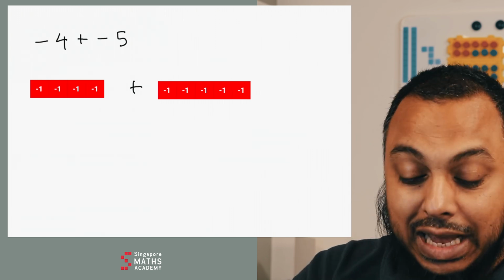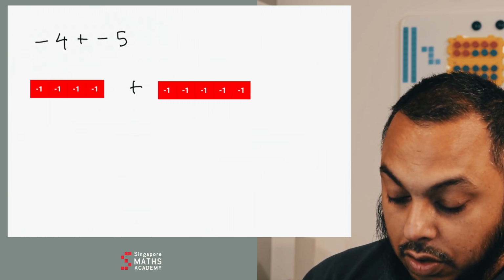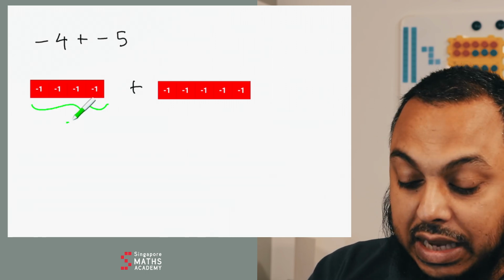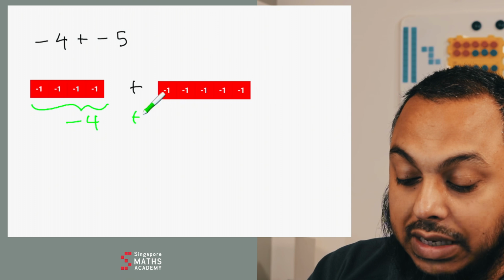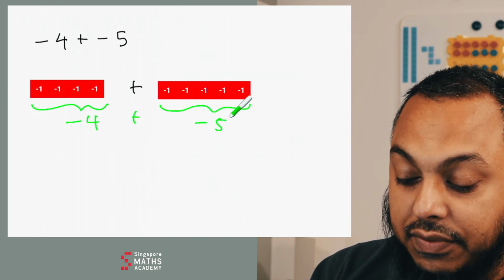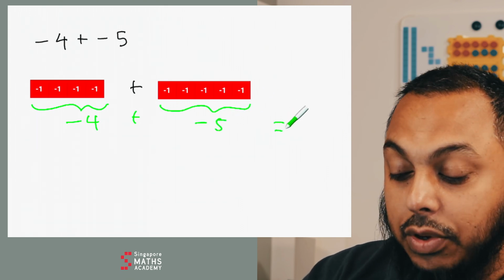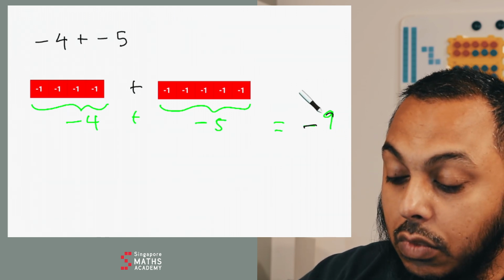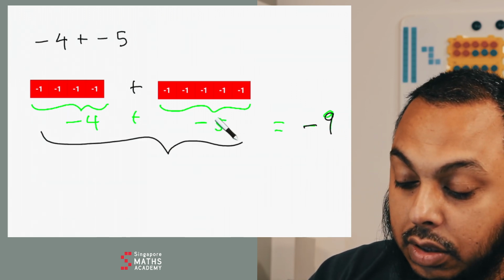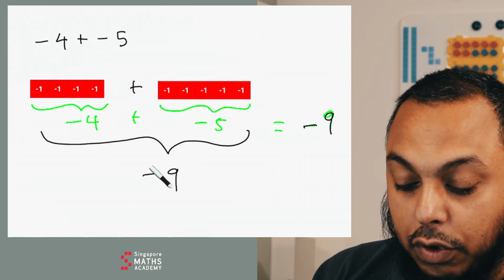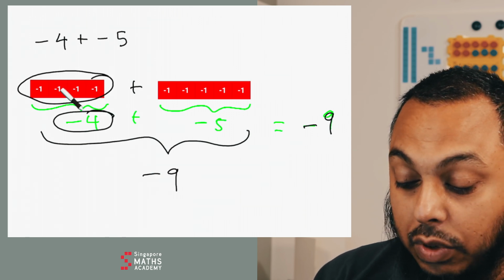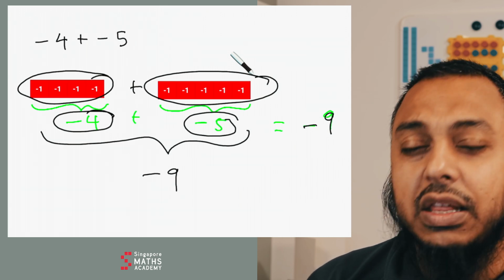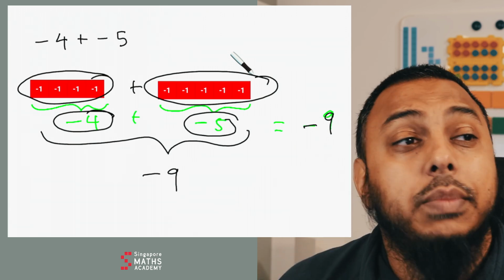Can you see now that if this represents -4, and I'm adding all of this, which is -5, then all together, I'm going to have -9, right? All together, this is -9. Because if I've got 4 lots of -1s, that makes -4, and I've got 5 lots of -1s, that makes -5, then all together, I've got 9 lots of -1s, which is going to be -9.